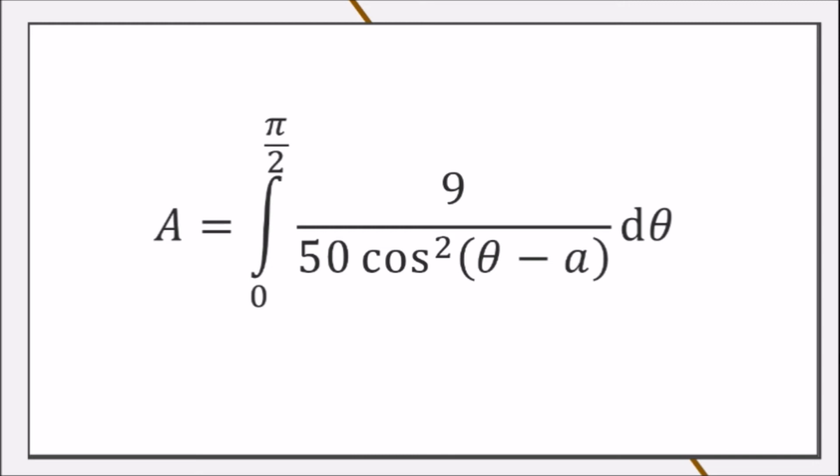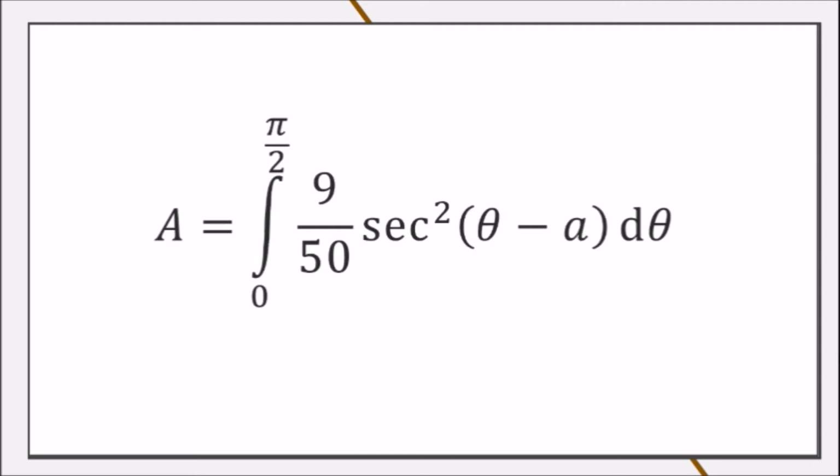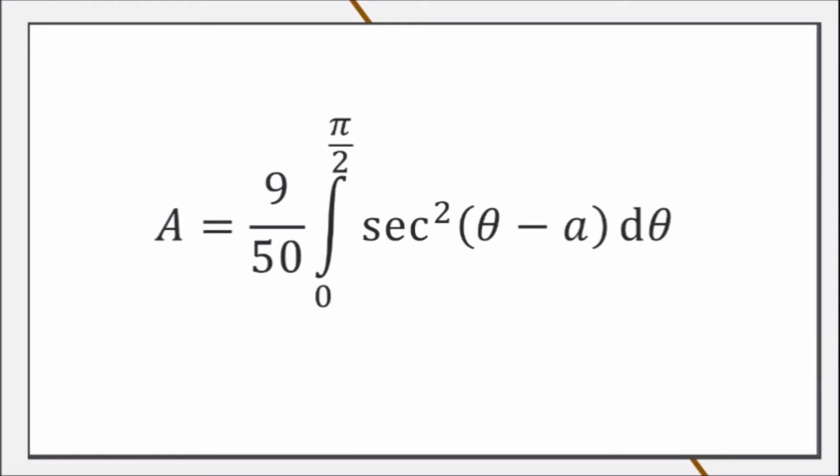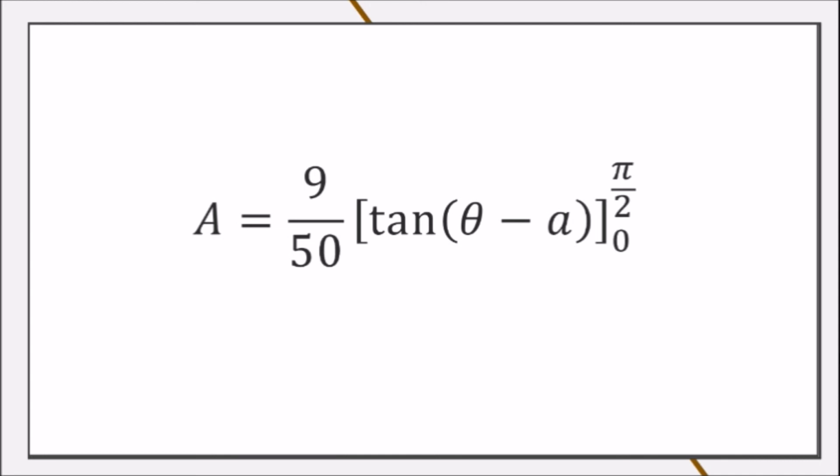And the beautiful thing is, in trigonometry, we have a separate term for that. We call that sec squared. So we can rearrange this to 9 over 50 sec squared of theta minus a. Now we can take the fraction out of the integral, because as much as I love fractions, we don't need them inside the integral. So we've just got a very simple integral, and as I'm sure anyone who's ever done trigonometric calculus will know, the integral of sec squared is tan.